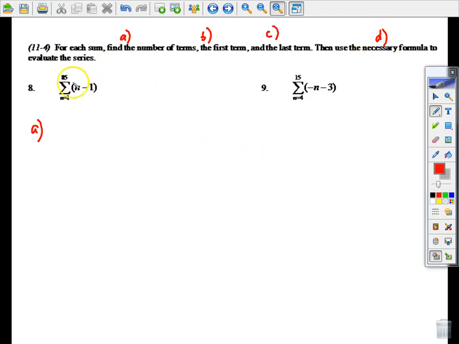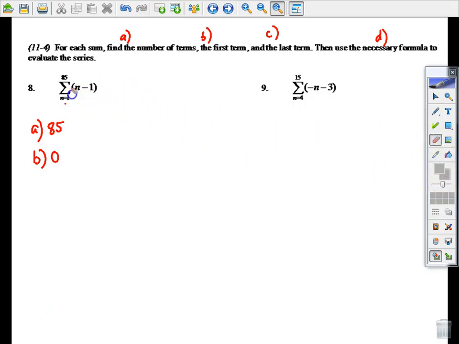Okay, well, how many terms? Well, you can always do this. You can take the top part of sigma, in this case 85, subtract the bottom number, 1, and then add 1. So the total number of terms for number 8 will be 85. B, what is the first term? Well, to find the first term in summation notation, just take the bottom number of sigma, plug it in for n, and simplify. If we let n be 1, 1 minus 1 is 0.